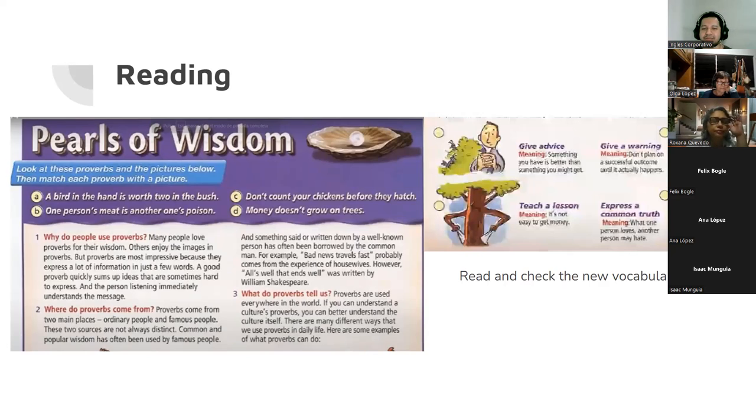Okay, perfect. Now, number two, who wants to read number two? Where do proverbs come from? Okay, Roxana, go ahead. Proverbs come from two main places, ordinary people and famous people. These two sources are not always distinct. Common and popular wisdom has often been used by famous people, and something written down by a well-known person has often been borrowed by the common man. For example, bad news travels fast probably comes from the experience of a housewife. However, all's well that ends well was written by William Shakespeare.